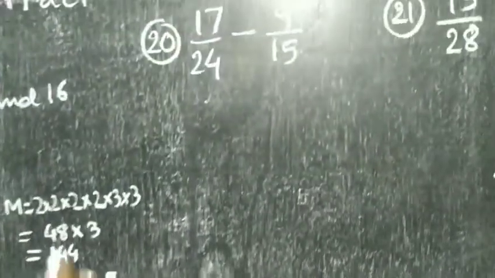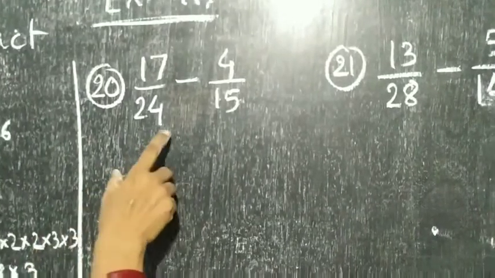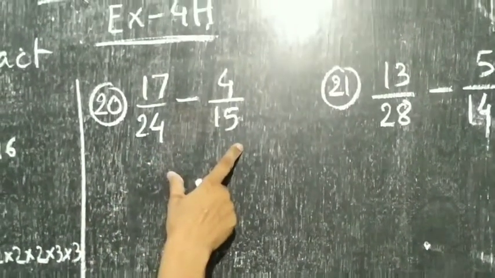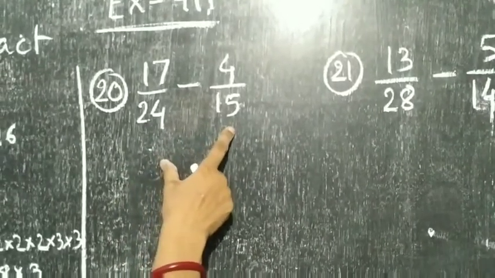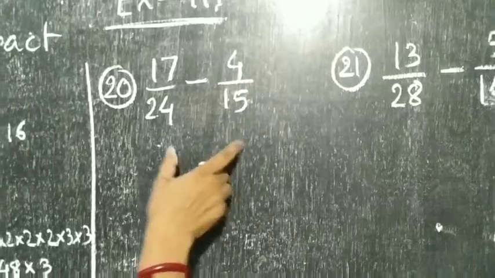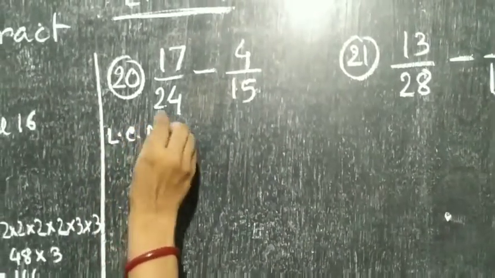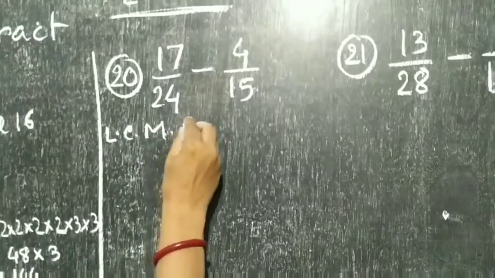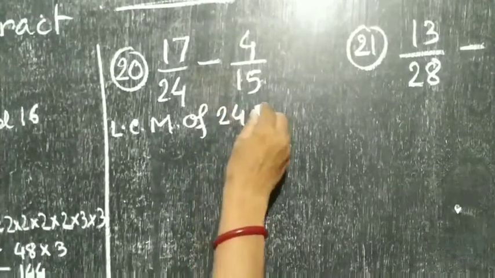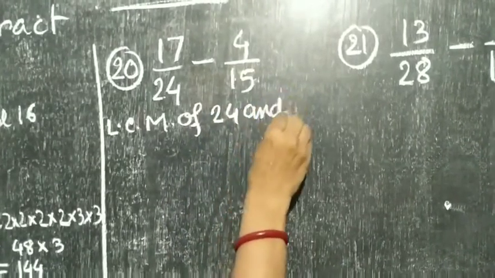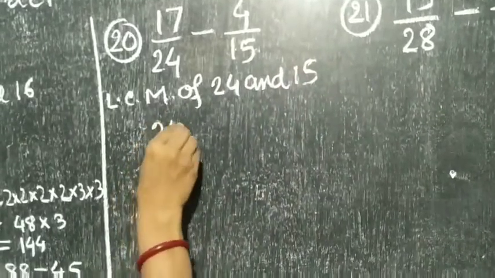Now children, let us do sum number 20. So again you have to find out the LCM of the denominators 24 and 15. And here also I am using that repeated division method to find out the LCM of 24 and 15. So write LCM of 24 and 15.